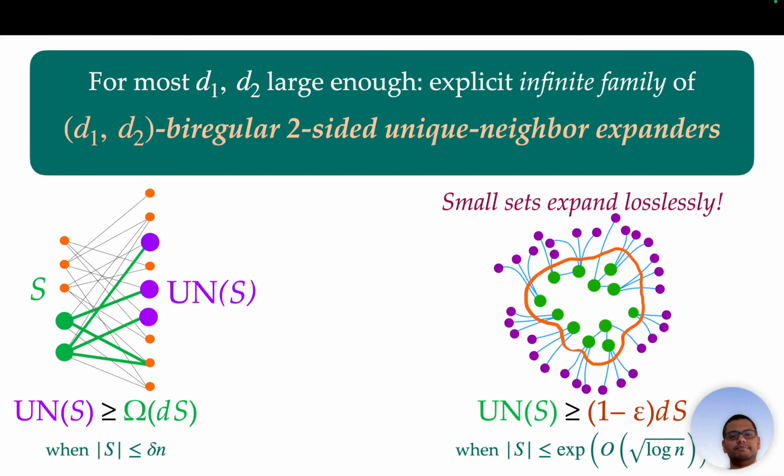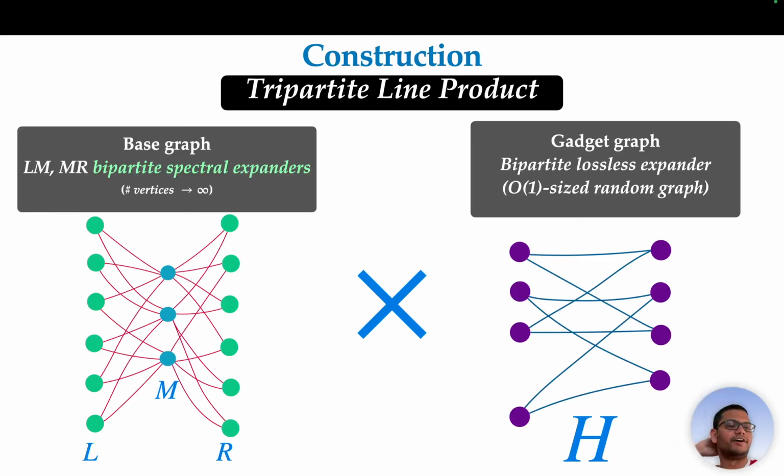Now that I've mentioned the result, let me move on and describe the construction. The construction is based on taking a product of two graphs. The first ingredient, which we will call the base graph, you should think of as being a very large graph. If your goal is to construct a two-sided unique neighbor expander on n vertices, then you should think of the base graph as having order n many vertices. The second ingredient is a gadget graph, which you should think of as being a constant size graph. Because it's constant size, you can make the gadget graph have as amazing properties as you'd like, as long as graphs with those properties exist, because you get to brute force over the choice of gadget graph.